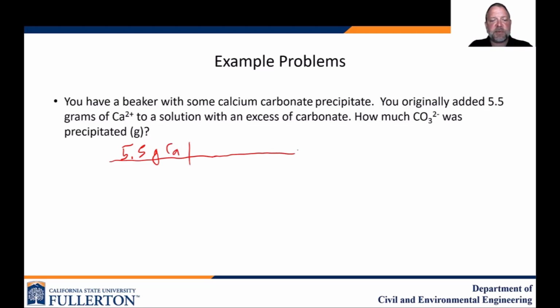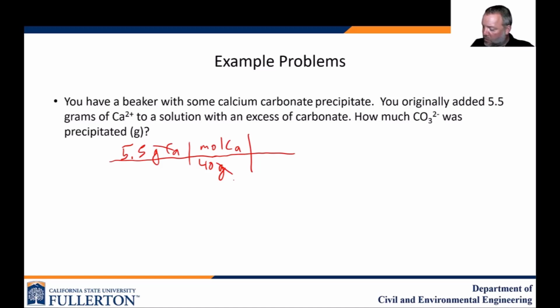so again, what we're doing here is we have a solution that was saturated with carbonate. We added some calcium to it, and we want to know how much of the carbonate will precipitate as calcium carbonate. We know that calcium is 40 grams per mole. So now we know how many moles of calcium we added. We can cross out grams.